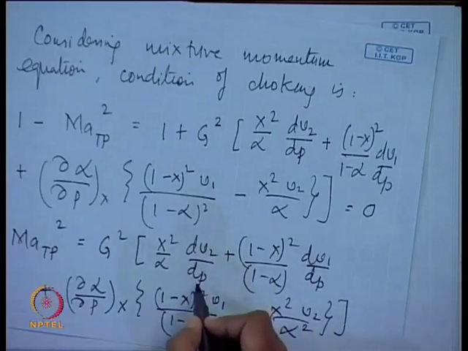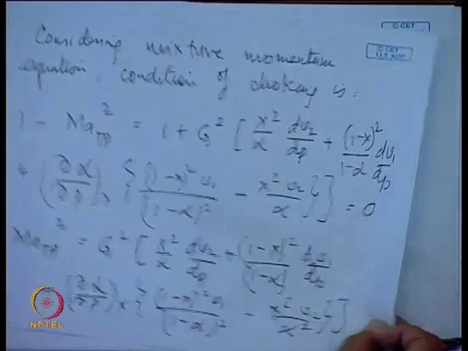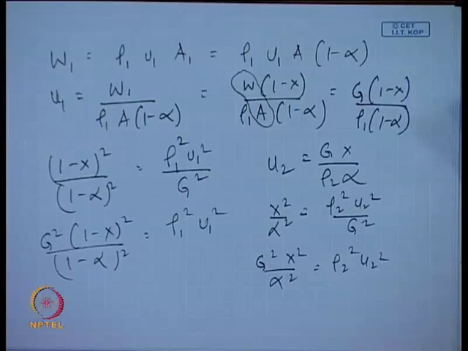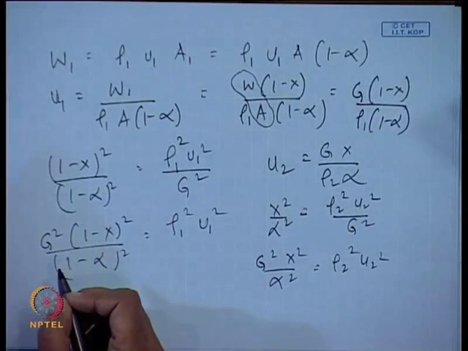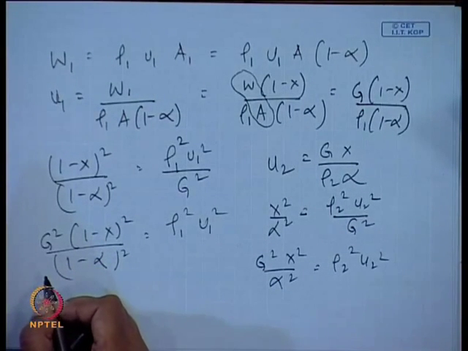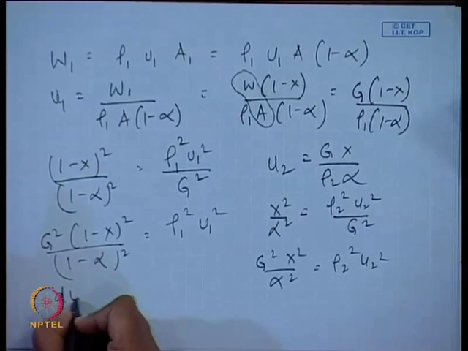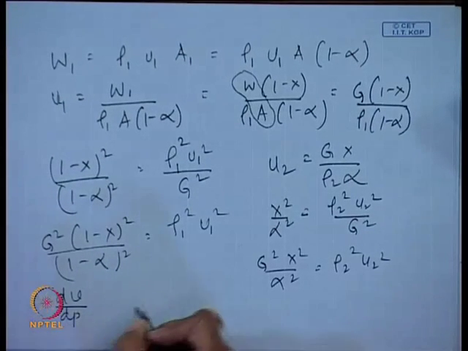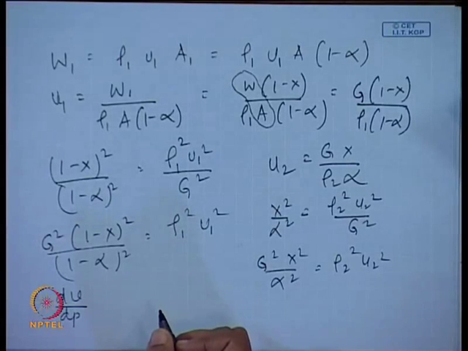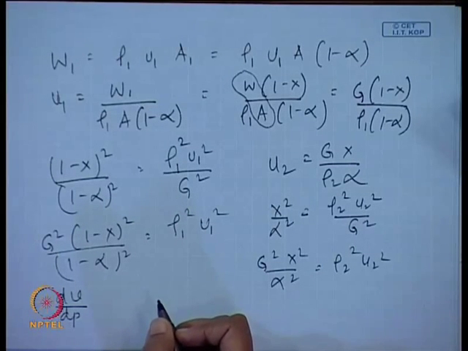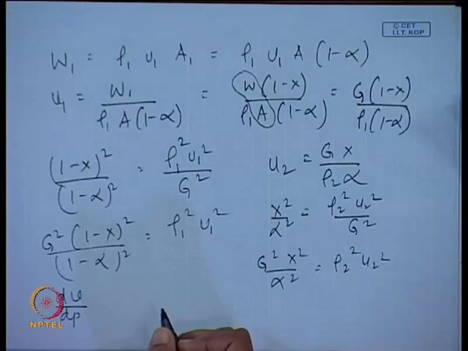The other thing is dv2/dp and dv1/dp; these things we had already derived. If you can tell me what this dv1/dp and dv2/dp are, any idea? We had already derived these things, dv/dp equals to what? The velocity of sound, say for medium 1 and medium 2, yeah.